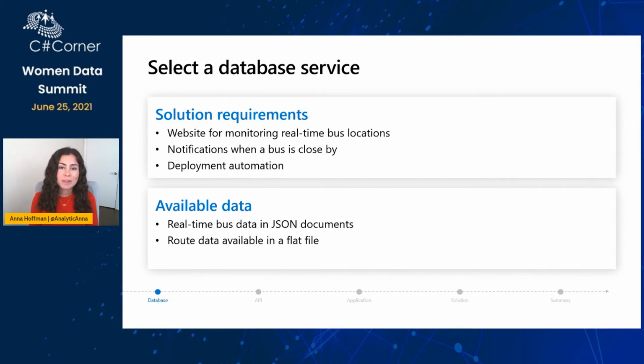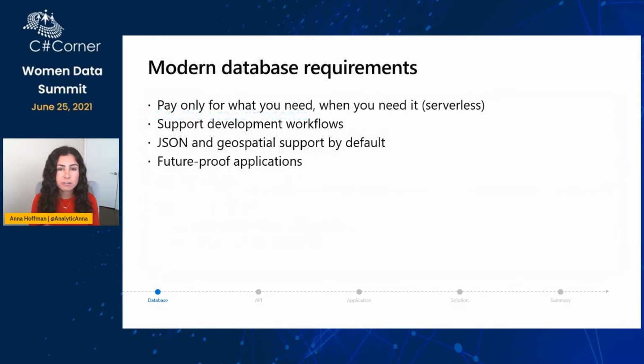All right, so when we think about the database service, we can first start by thinking about the data that we have. We have some real-time bus data, which is stored in JSON. You just saw an example of that file. And then we also have the route data in a flat file. So that's what we have going into it. But I want to step back and think about, in general, what are some modern database requirements for applications like this one or other applications in general?